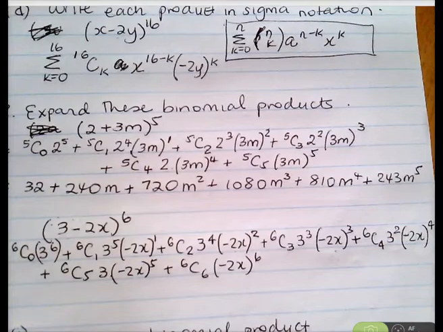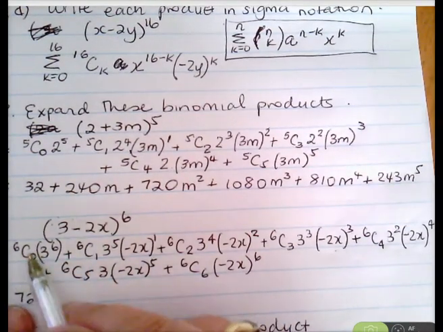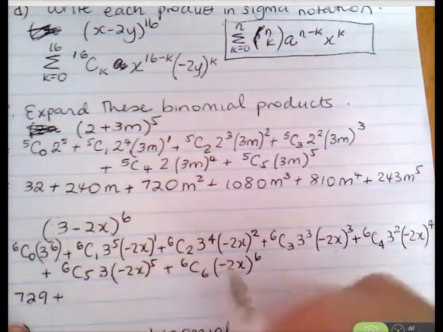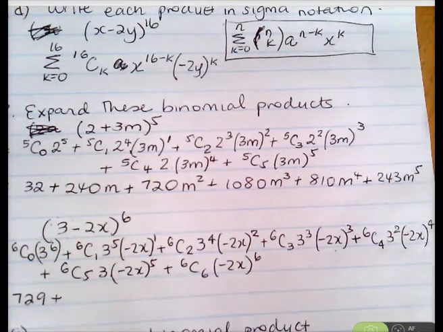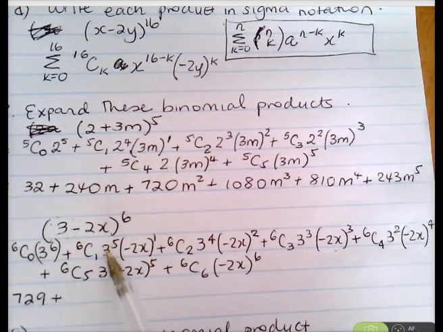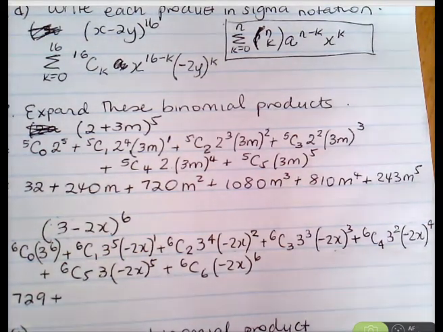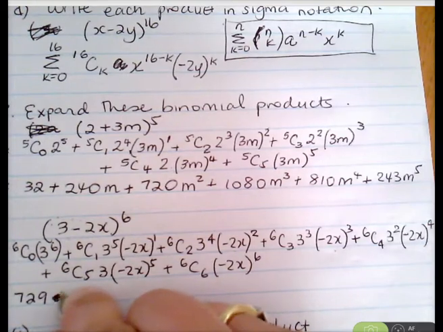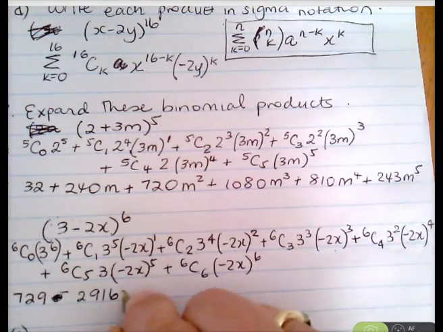You just have to work that out on your calculator. 3 to the power of 6 is 729. 6 choose 0, of course, is 1. Plus here we've got 3 to the power of 5. Now 3 to the power of 5 is 243 times negative 2 is negative 486 times 6, and you will get minus 2916, and we've got 1 power of x.